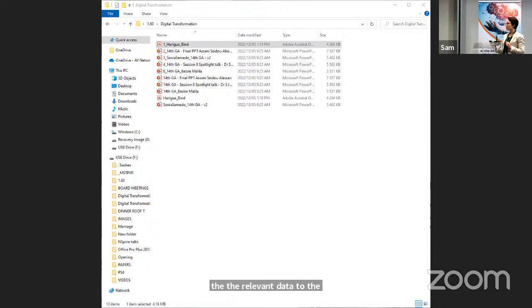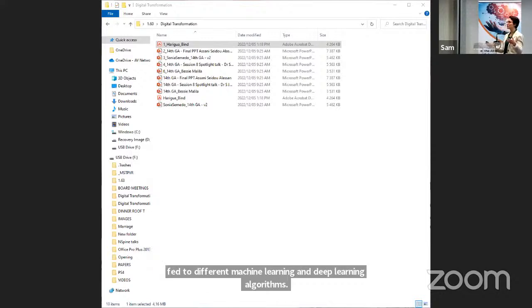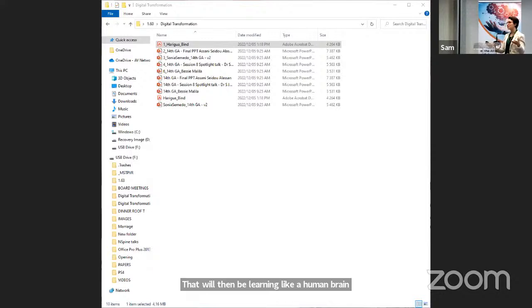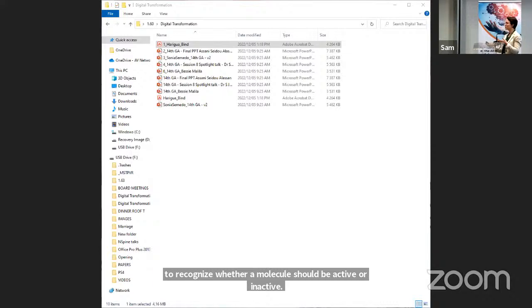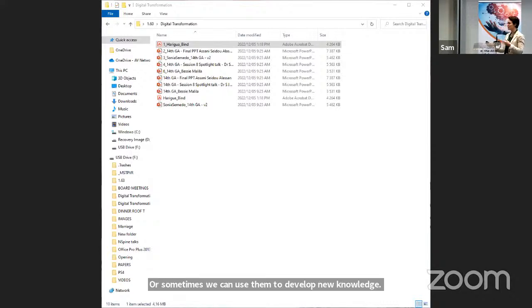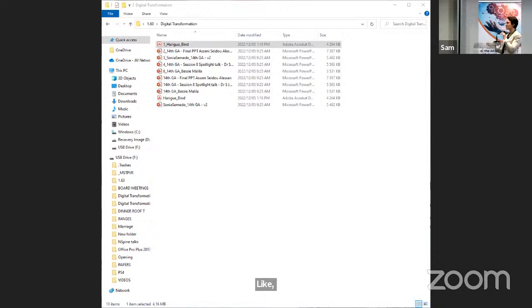So here I can have the laser. So here it's basically data on molecular targets or chemical entities that have an interest to be developed as novel drugs that we then encode into binary vectors in order to be fed to different machine learning and deep learning algorithms that will then be learning like a human brain in order to recognize whether a molecule should be active or inactive, or sometimes we can use them to develop new knowledge like de novo drug discovery and predicting some properties of the drugs.